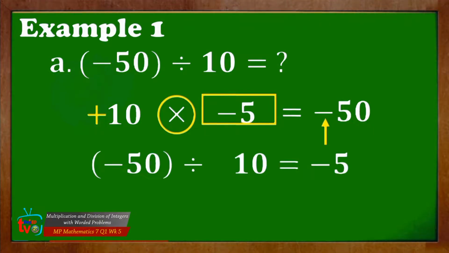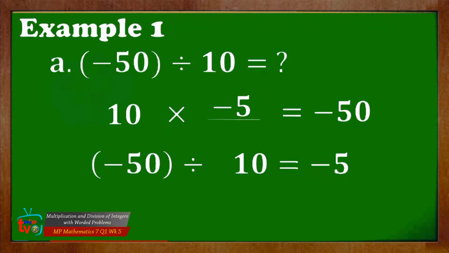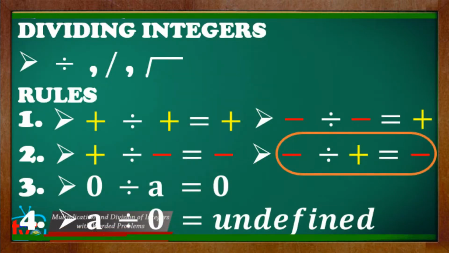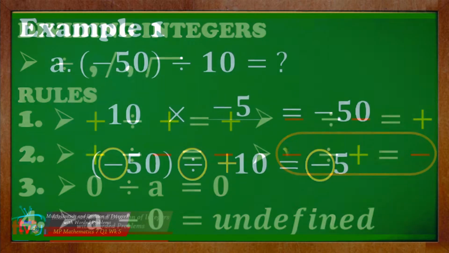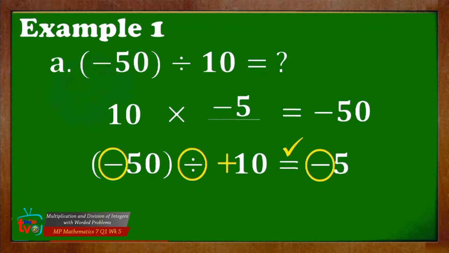Did we also follow the rules in dividing integers? Is negative divided by positive equals negative? Let's verify it in the rules of dividing integers. It is correct. That is rule number 2.